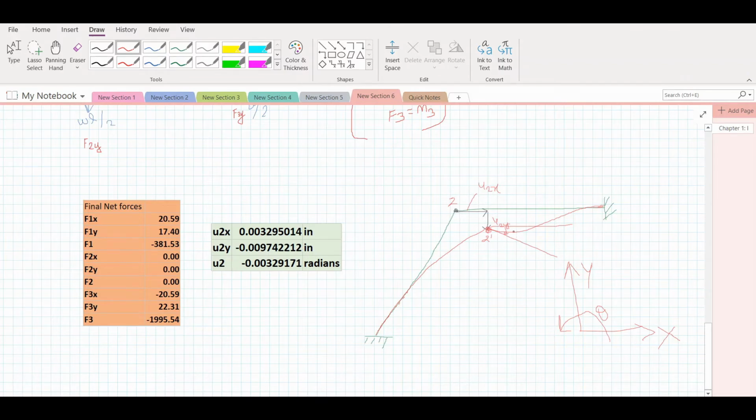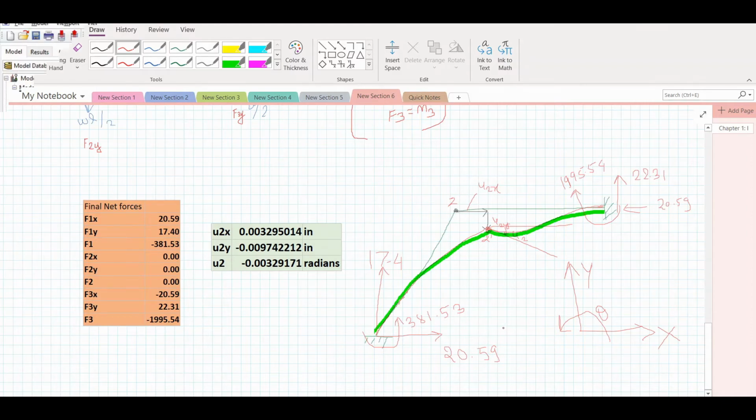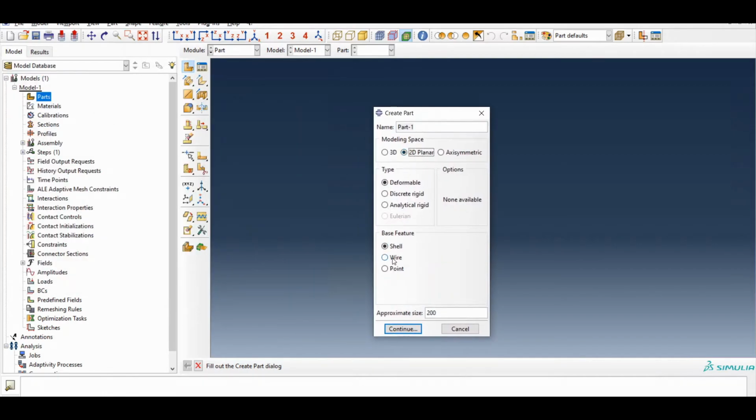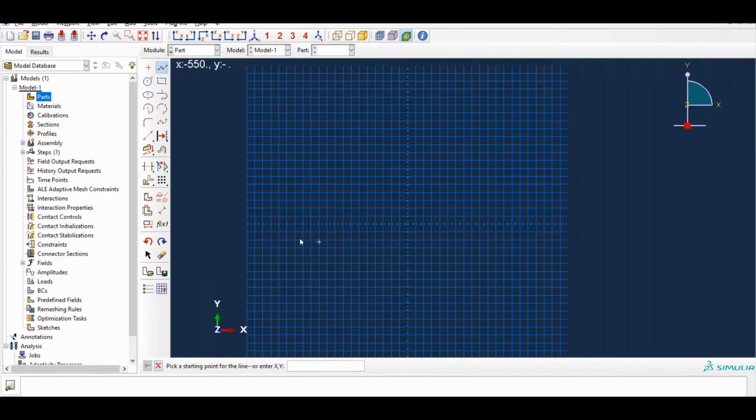So this is our u2. Final configuration may look something like this. Let's plot our reaction forces here. Now let's model this in ABAQUS and see what we get. Go to part, 2D, wire. You can make this 2000. This one will be 30. This one will be 30.